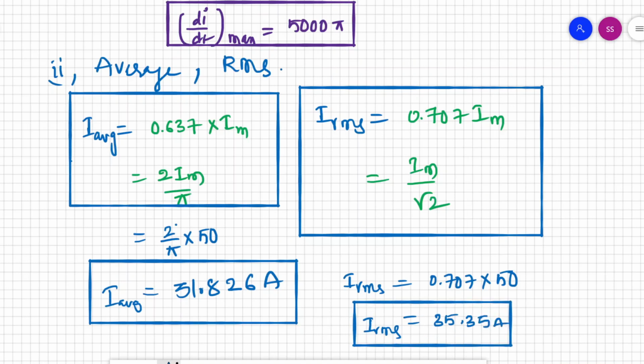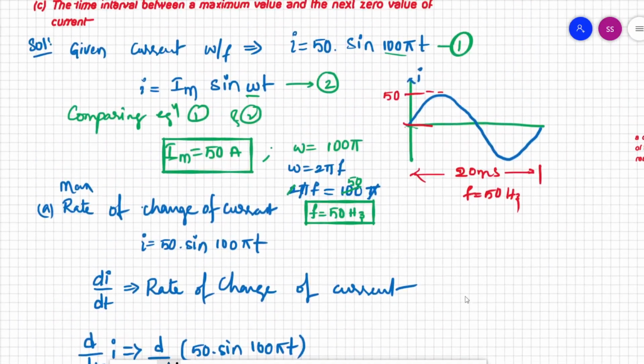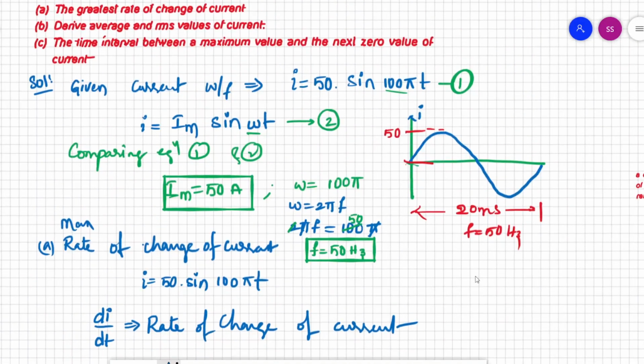Now let us proceed to the final one, that is the time interval between a maximum value and the next zero value of current. So what does that mean? Let us see the waveform here. We need to find the time interval between the maximum value and the next zero value of current. Let us assume this is t1, the time when the current is maximum, and this is the next zero of current, let us assume t2. We need to find this time interval.